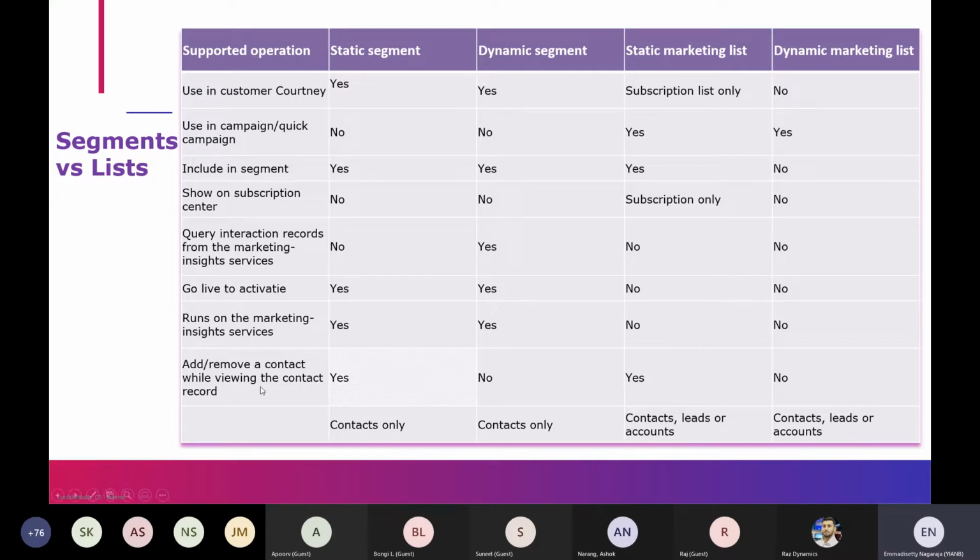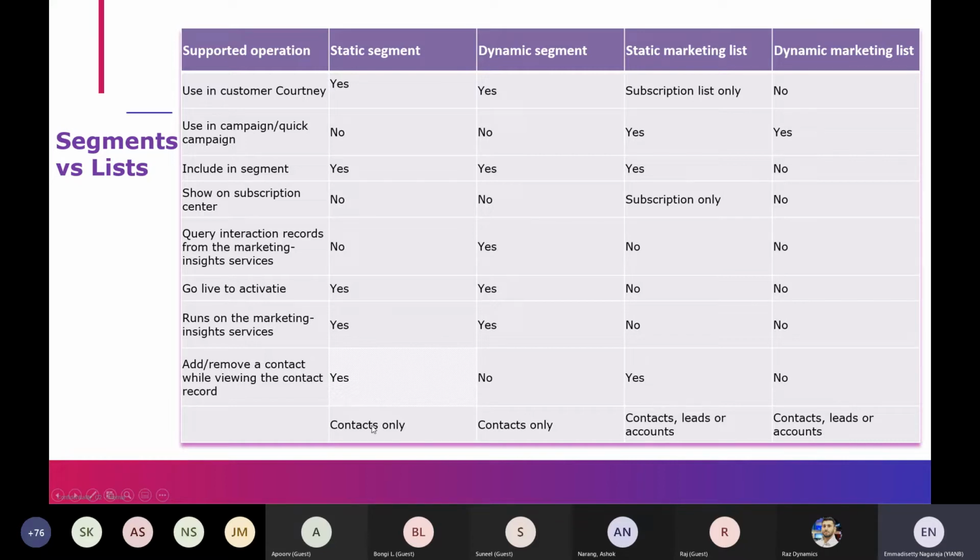And as we have just seen, you can add or remove a contact while viewing the contact record. That's possible only for static segments, not for dynamic segments, and that is possible even for static marketing lists. You might have seen that option on the marketing list.